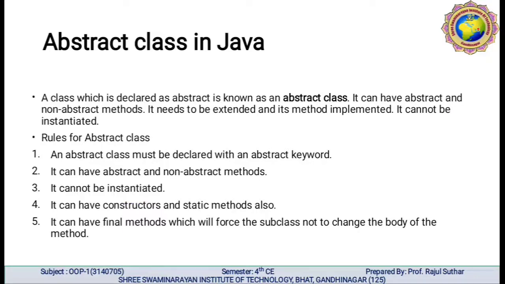A constructor has the same name as the class name. So an abstract class can have a constructor and a static method. What is a static method? A method whose content can't be changed is called a static method.